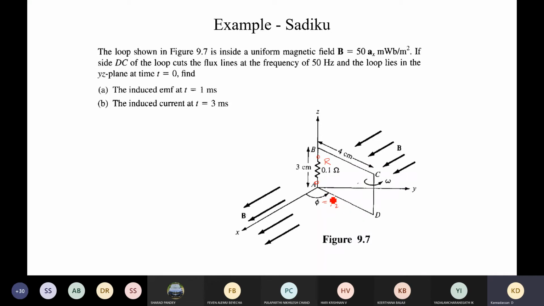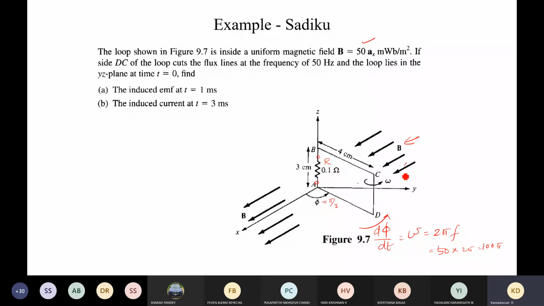This is the initial position of the loop, and now we are applying a constant magnetic field running along the x-axis. There is no time dependence here, so it is a uniform as well as static magnetic field. The loop is going to rotate along the phi direction with a frequency of 50 hertz. So d phi by dt is omega, which is 2 pi f, where f is 50 hertz. You get 50 into 2 pi, which is 100 pi. This is the angular velocity of the loop.